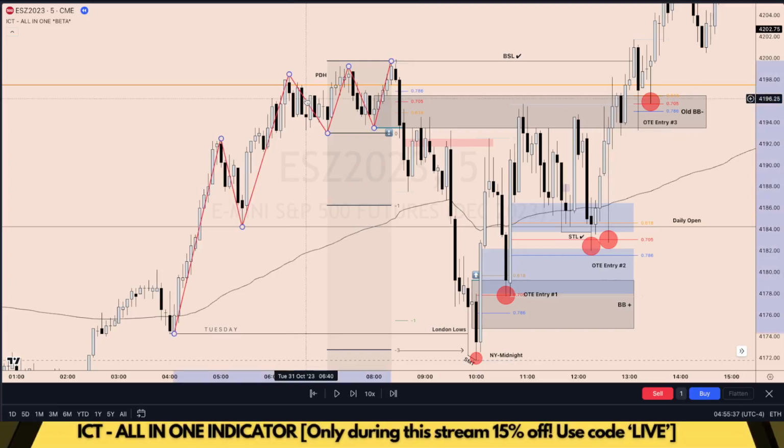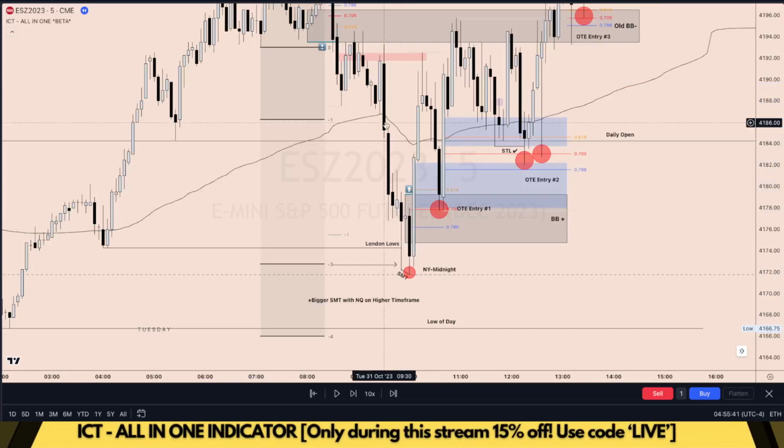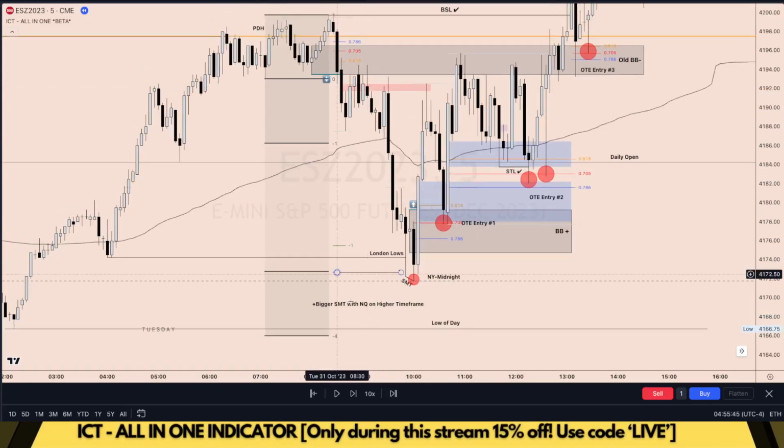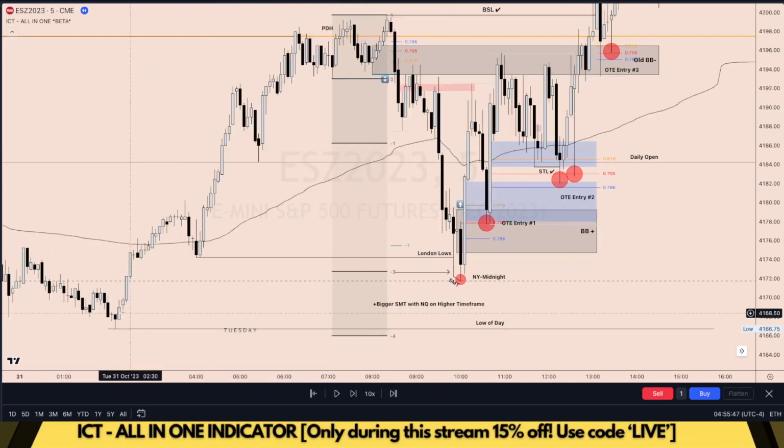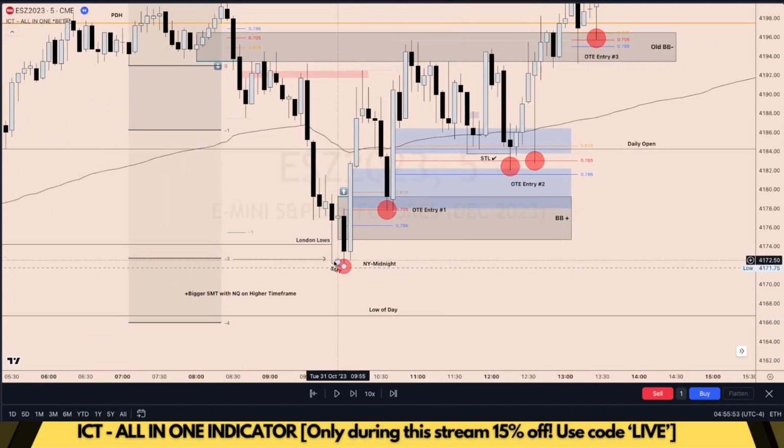All right, and then we took out the London lows. It's already post 9:30 a.m. We took out the London lows. We have big SMT divergence with NQ because NQ actually took out this low of the day. And right down here, we had even more divergence because NQ didn't make this lower low, only ES did.